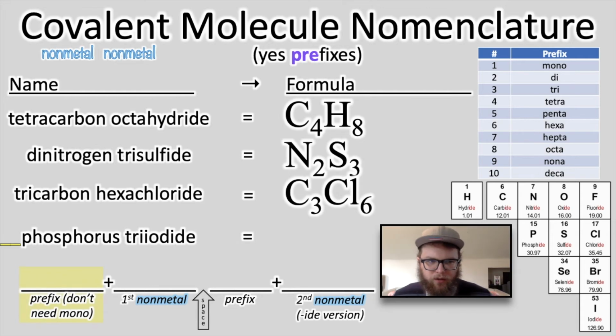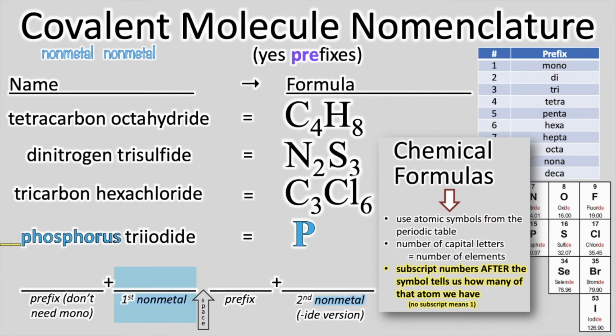Here's an interesting one. There is no prefix in front of phosphorus, but the rule is we don't need mono for the first word of a covalent molecule. So because it's missing a prefix, we know that will be 1 phosphorus. And no subscript means we have 1 phosphorus. So we don't need a subscript for this one either.